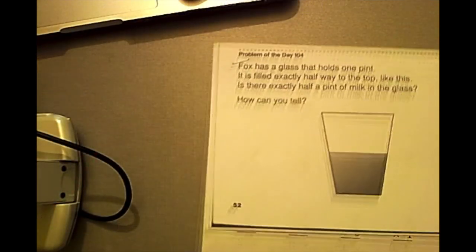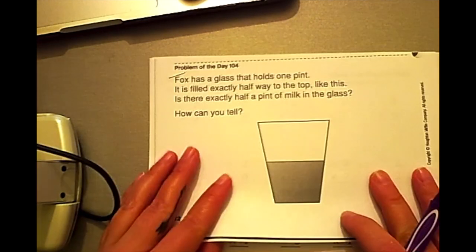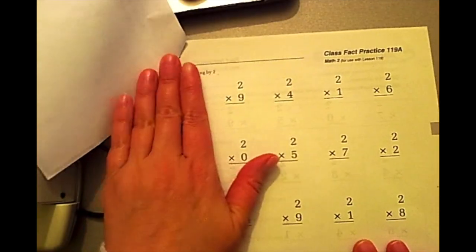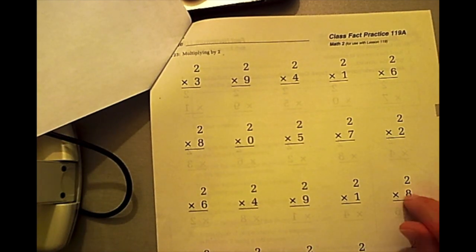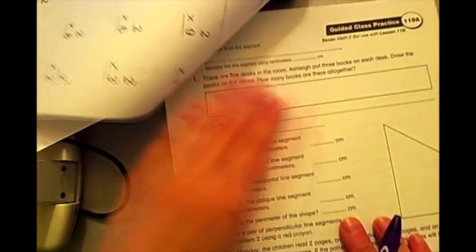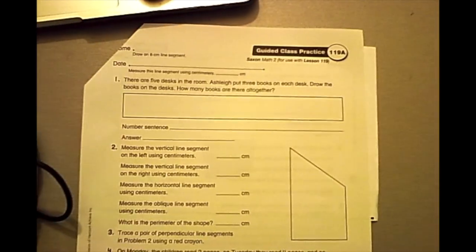Okay guys, we have our math 119. You have your problem of the day, and of course your times. We're still working on our times 2. So let's be really good with our times 2. Both sides, remember that's 5 minutes. And then let's get started on our work for today. Just fix that a little bit.